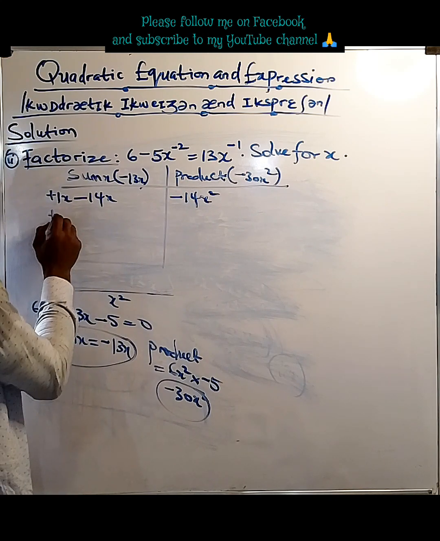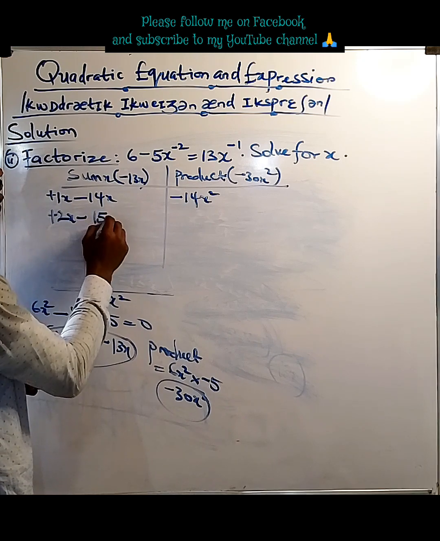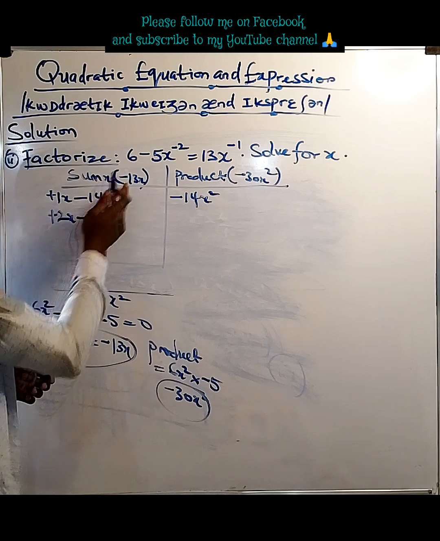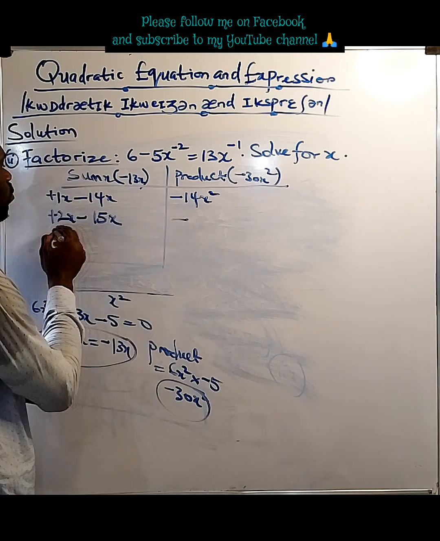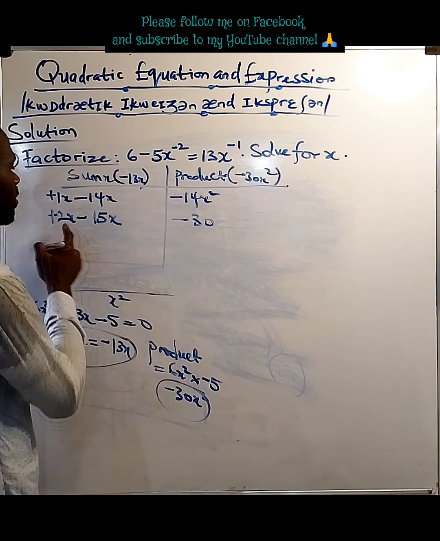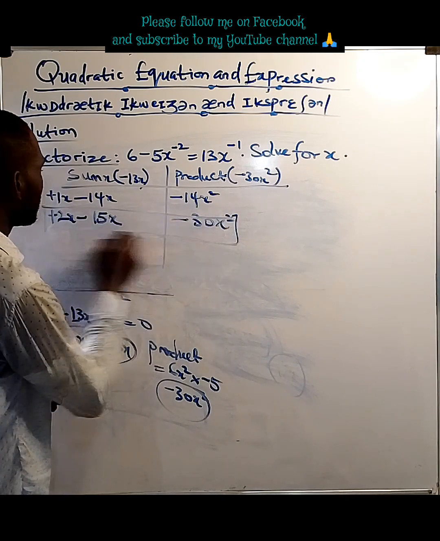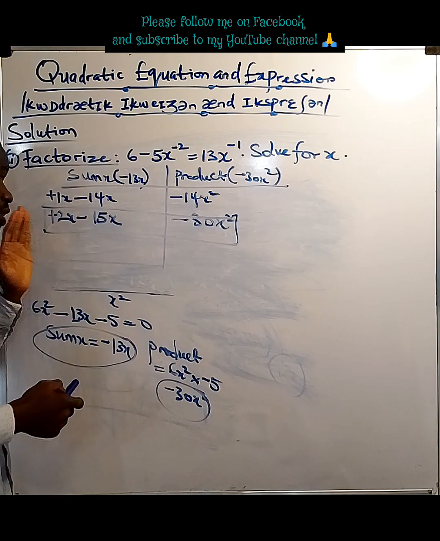So let's say plus 2x minus 15x. Wow, we're quite close. Plus 2 minus 15 will give us minus 13. So let's multiply. Plus times minus is minus. 2 times 15 is 30. x times x is x squared. So finally, fortunate enough to get what we are looking for. These are the factors we've been looking for.